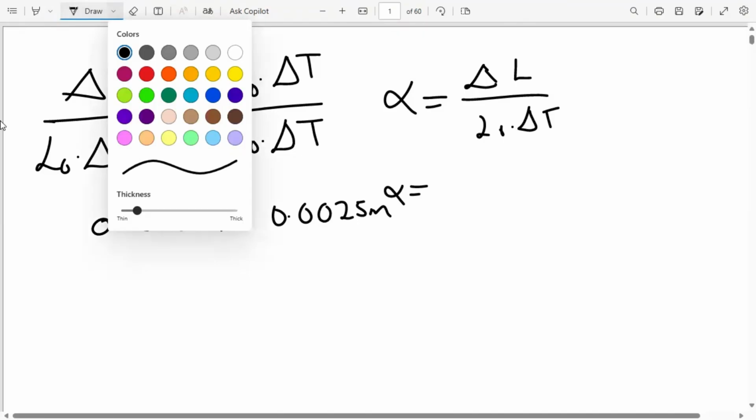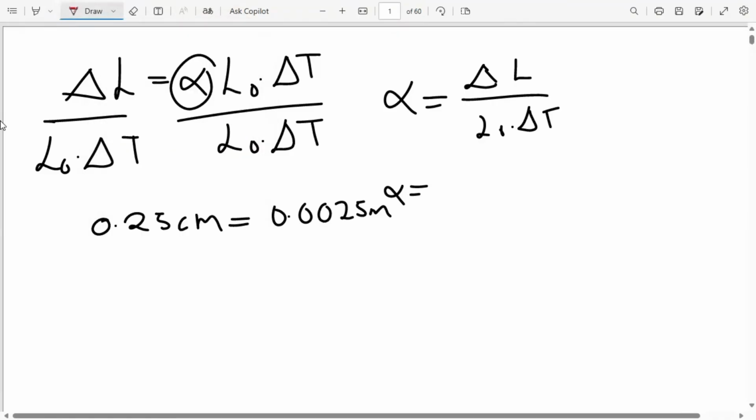So this is what I'm going to plug into this equation. My alpha is equal to change in L, which is 0.0025 meters, divided by the initial length, which is 1 meter, multiplied by the change in temperature. Change in temperature is final minus initial. They've given us the final as 105, whilst the initial temperature is 25. So 105 minus 25, our answer is 80. So I'm multiplying this by 80.